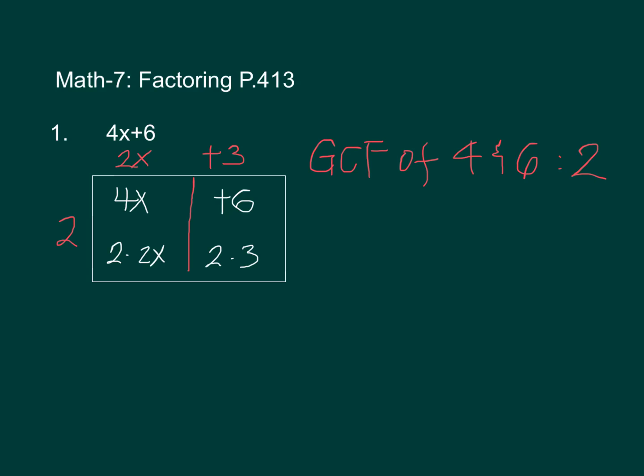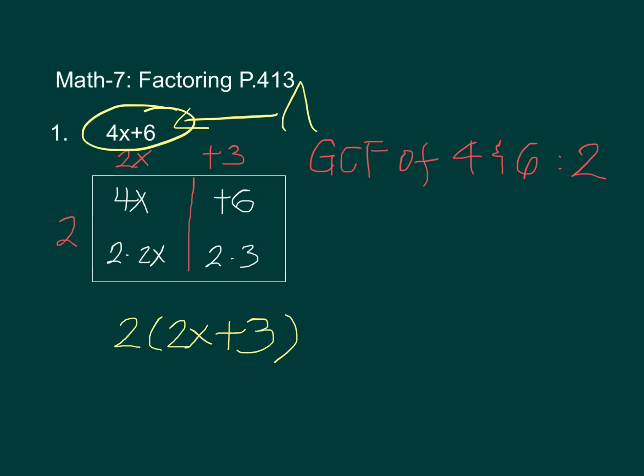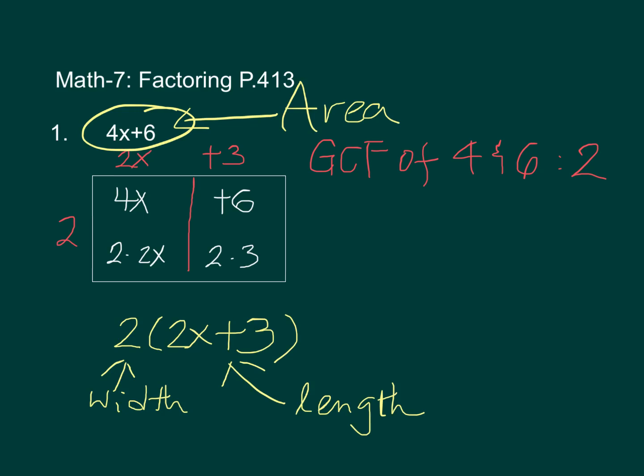So let's write down the answer: 2 times 2x plus 3. When you look back at this rectangle, 4x plus 6 represents the area of the rectangle, 2 is your width, and 2x plus 3 is the length. Factoring is like using the distributive property, but you're doing it backward to figure out the original length and width of a rectangle.